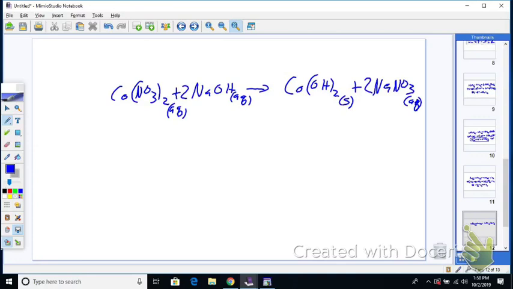So find two that you think will react. Give it to your partner. They'll give you two.